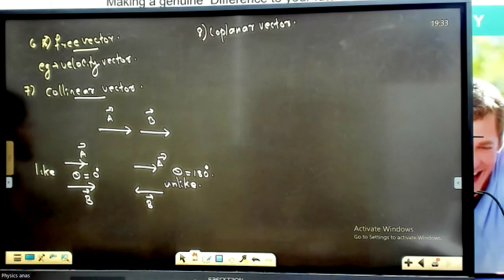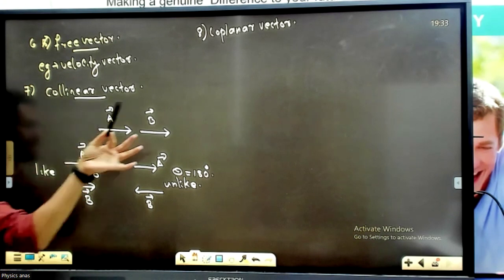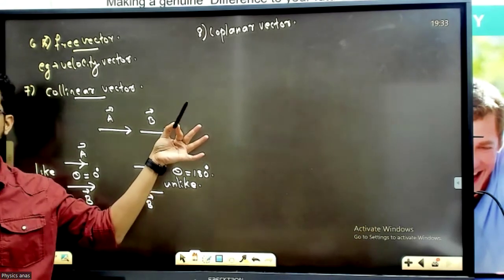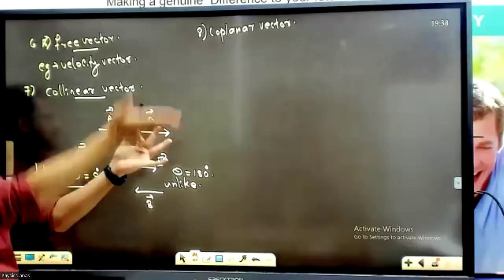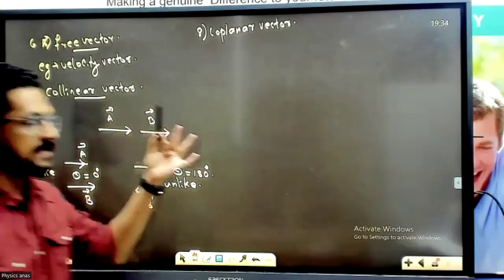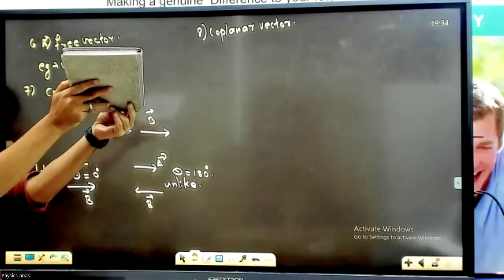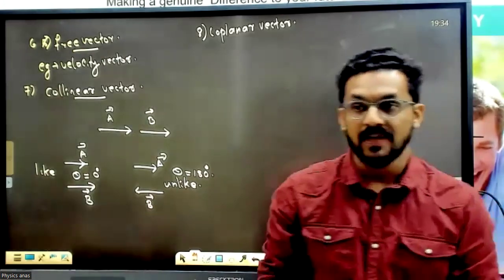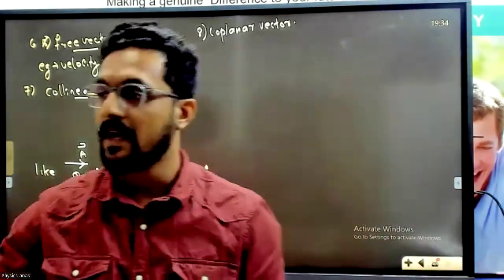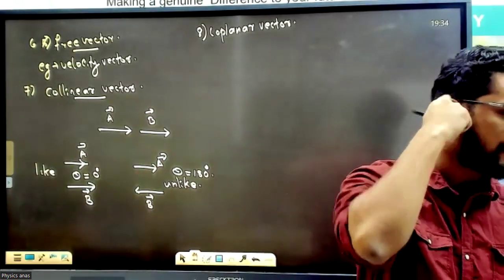If there is a vector A here, imagine this pen as a vector, acting like this. Now this is in another plane. This is in this plane, and this is in another plane like this. So they are not coplanar. If they are acting in the same plane, then they will be coplanar vectors. Write it: vectors acting in the same plane.